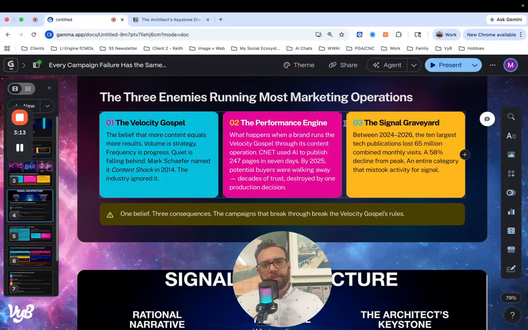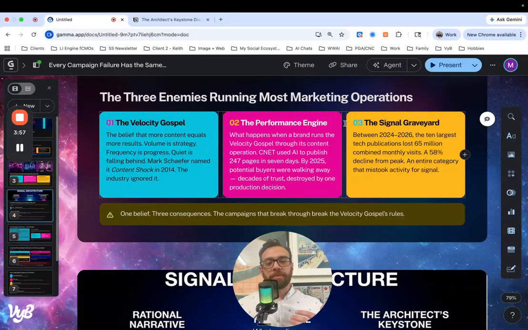The velocity gospel is a belief that more content equals more results, volume is strategy, and frequency is progress. So quiet is falling behind. Mark Schaefer named this in his article in 2014 called Content Shock, and the industry completely ignored it. Number 2, this mindset that more volume is the strategy leads to the performance engine. What happens when a brand runs a velocity gospel through its content operation? CNET, you can see this actually in the newsletter breakdown, used AI to publish 247 pages in 7 days.